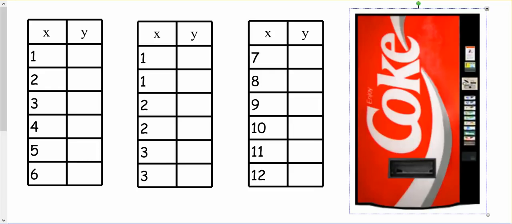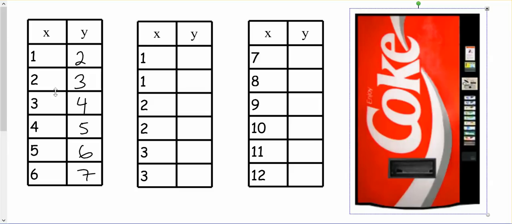That means every time I press the button I get out the same thing over and over again. So we could describe that using numbers. When I input a 1, let's say I get out a 2. When I input a 2, I get out a 3. When I input a 3, I get out a 4. When I input a 4, I get out a 5. When I input a 5, I get out a 6. When I input a 6, I get out a 7.